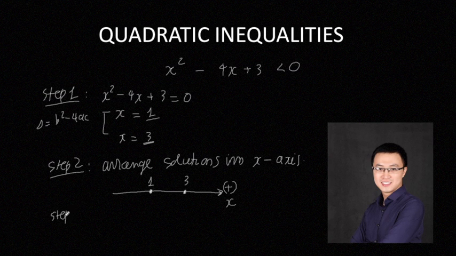Step 3, you identify the number for a. You know the general form of the quadratic equation, and from here you identify a, b, and c. In this case, a is 1, b is minus 4, and c is 3. So we have a equal to 1. I want to identify whether a is negative or positive. In this case, a is greater than 0.